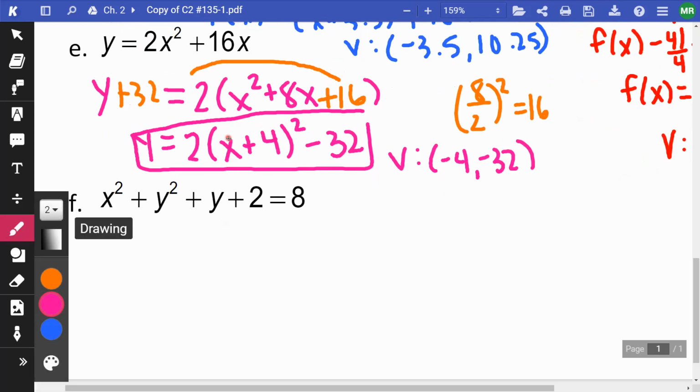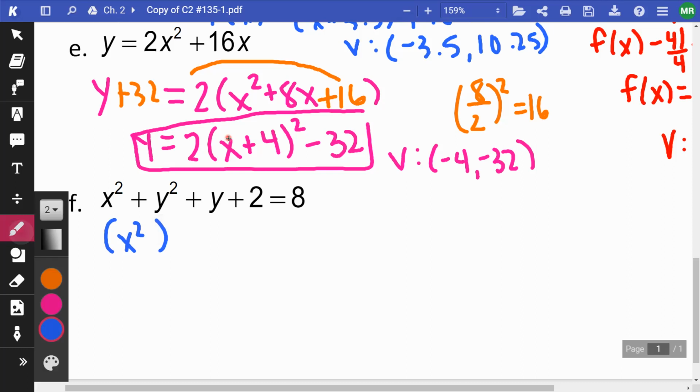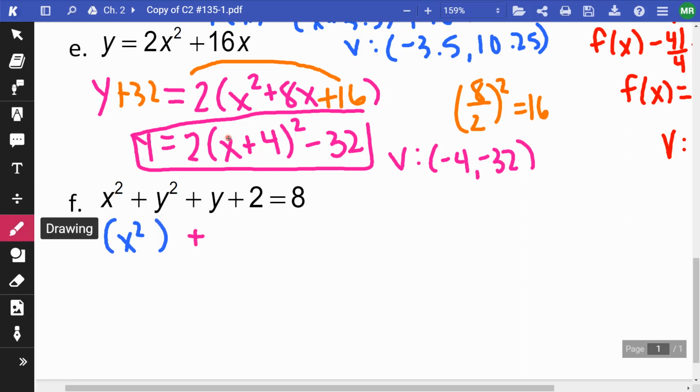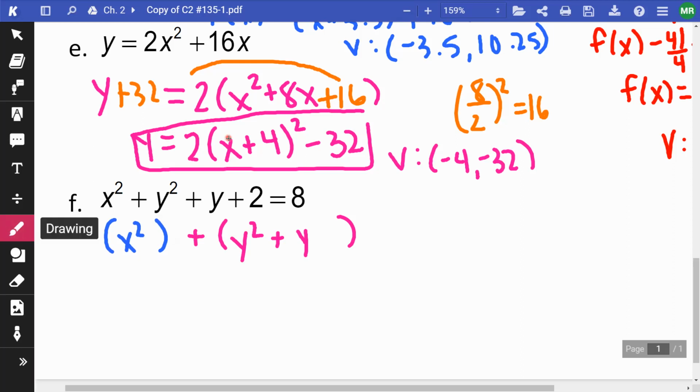Okay, and on F, we have a circle. So let me get my x's together, which is just that. Let me get my y's together. So I have a y squared plus y. And let me take my number to the other side. So I'm going to have 8 minus 2. So I'm going to have x squared, and that is a square. So that is done. And then I'm going to focus on the pink part of it, which is going to be y squared plus y.